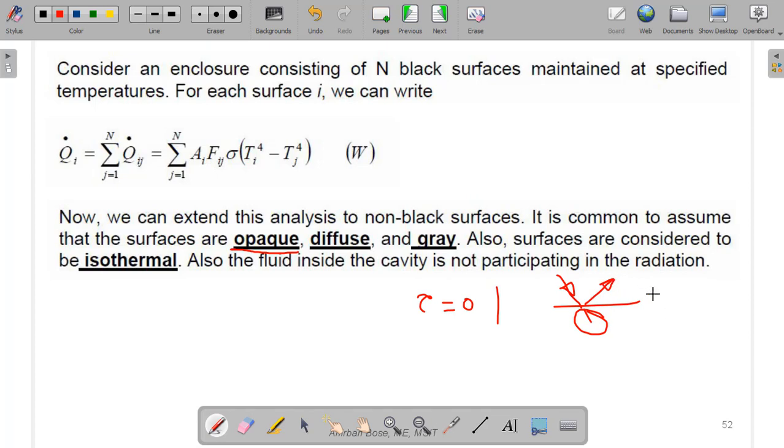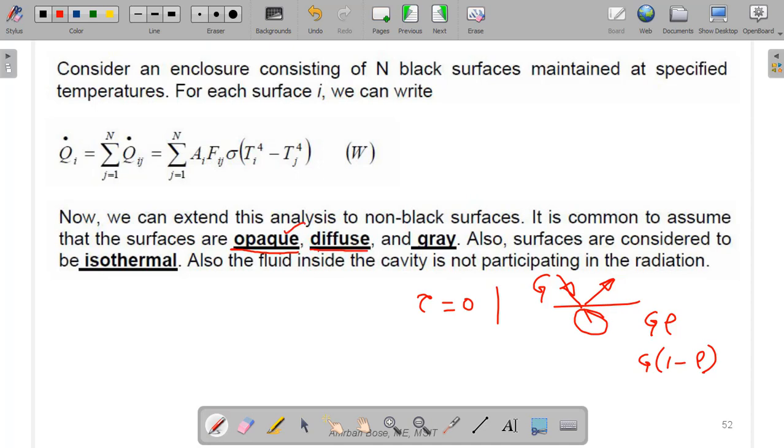The reflectivity, you know, is symbolized by rho. So if G is falling, then G into rho is what is reflected out from the surface. And the remaining portion, that is G into 1 minus rho, which is basically the absorptivity, will be absorbed. This is the meaning of an opaque surface.